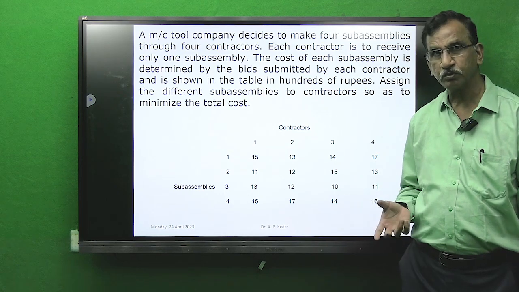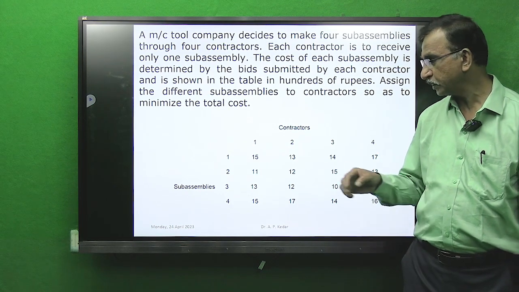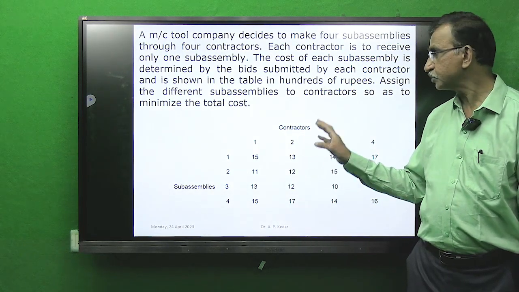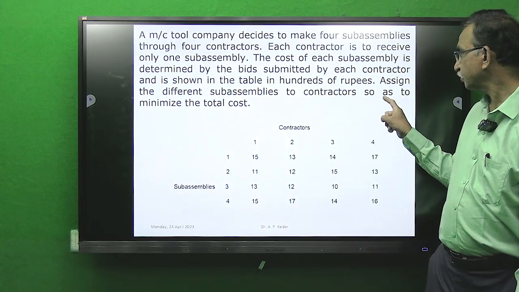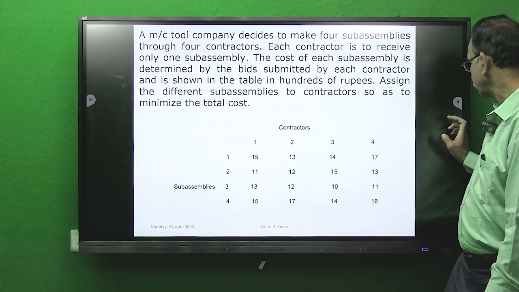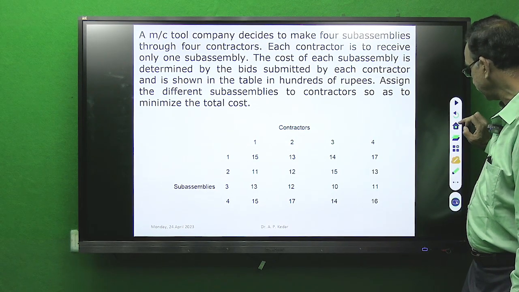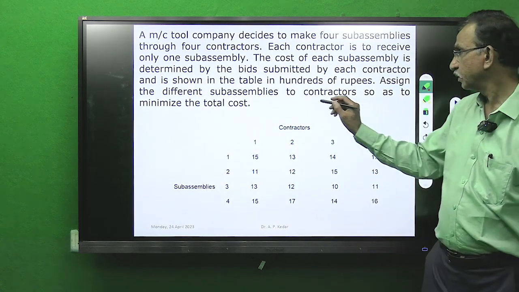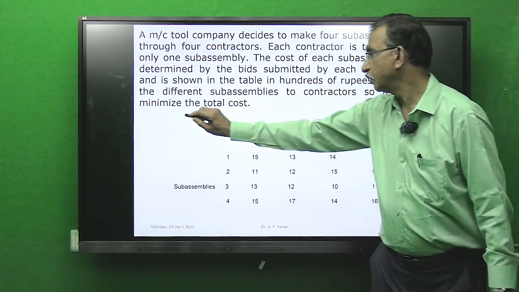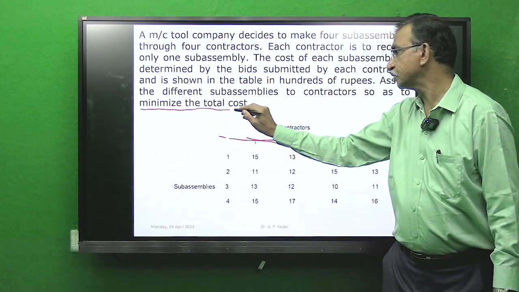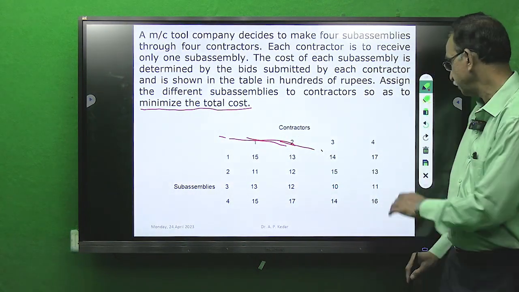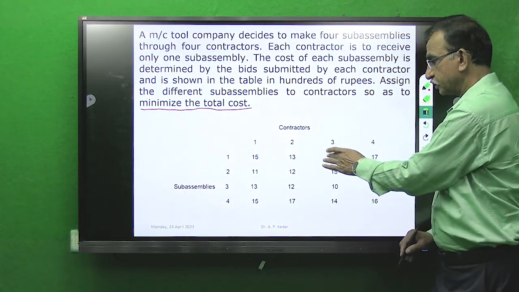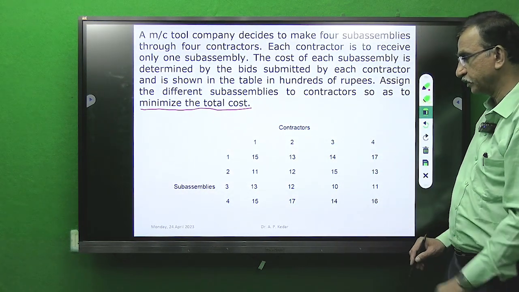Like that, what we have to do through operations research is assign these 4 subassemblies to these 4 contractors. What is the objective function? You can read here, I will underline that. What is the requirement? So that we minimize total cost. Means we have to minimize the total cost of assigning these subassemblies to the contractors.